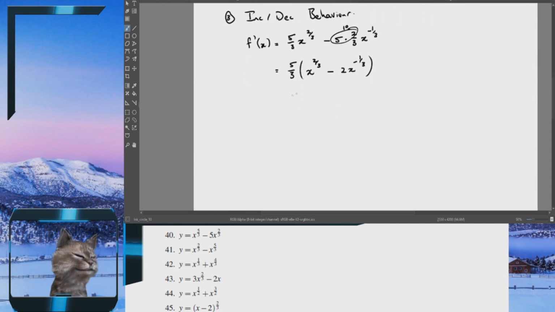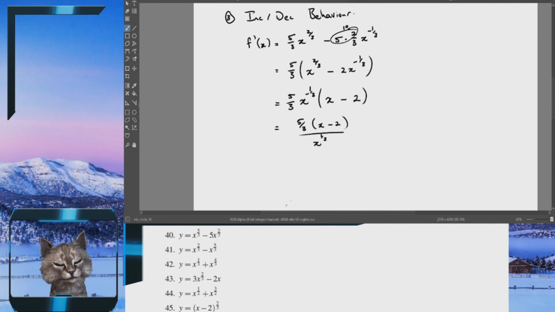Don't try and do too much at once if you're not comfortable with it. Now a good rule of thumb here is to take out the smallest or most negative power of x, which in this case is going to be x to the negative 1/3. Then I'm left with x minus 2. And it just makes that bracket as nice as possible. If I clean this up, I get 5 over 3, x minus 2, all over x to the 1/3.